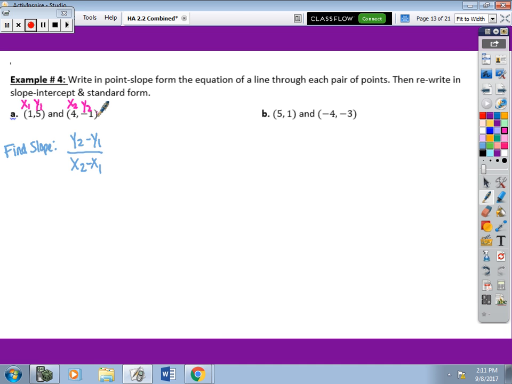Can we just use change over y or change over x? Yes. You like, okay. No, however you figure it out is fine. As long as you do it correct.